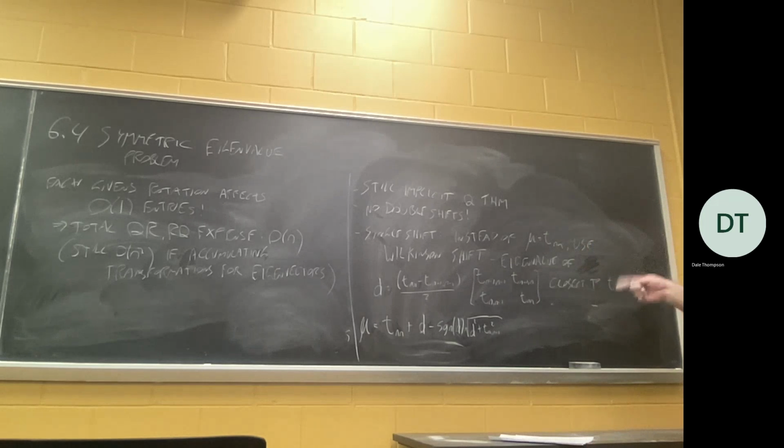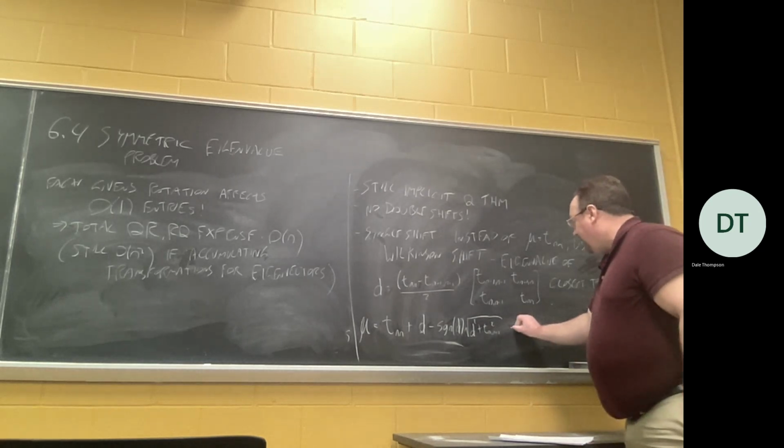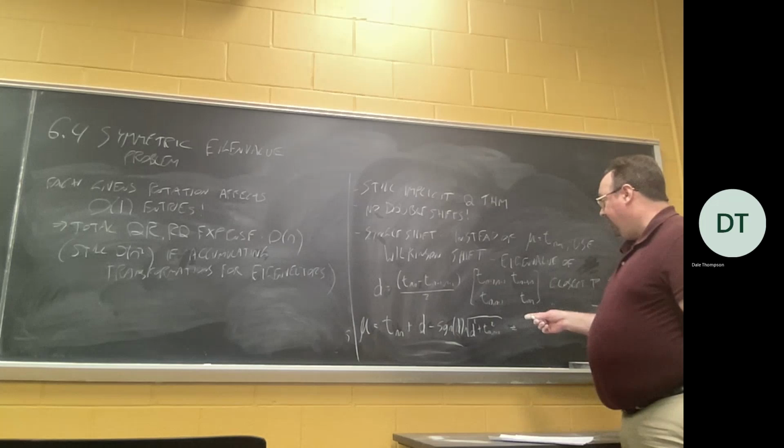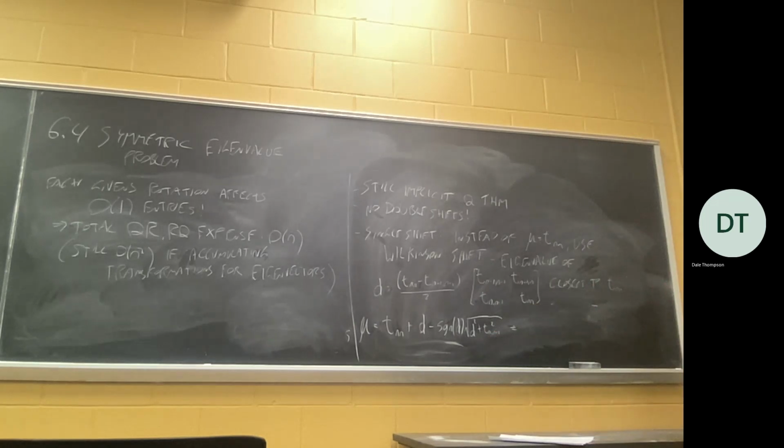Now, this is the wrong formula though. It is a correct formula. It is the eigenvalue of that matrix closest to T_NN, but it's not the best formula to use in practice. And it bugged me that I didn't use a better formula in the book, but I'll show you what it is here. Because let's suppose that this entry T_N,N-1 is small.